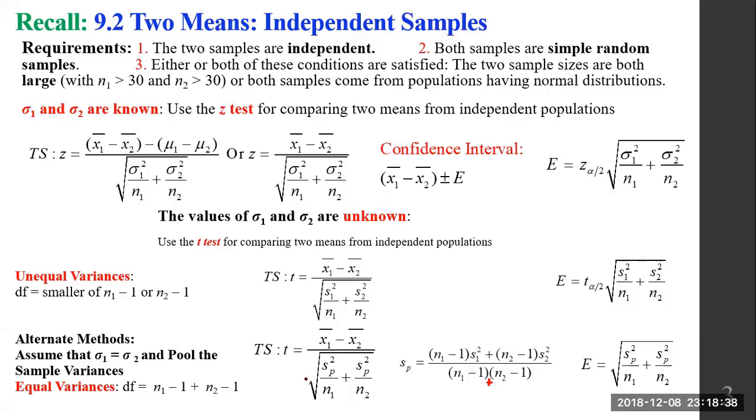The E is t alpha over 2 times the square root of S sub P squared over n1 plus S sub P squared over n2. That one needs to be fixed also.